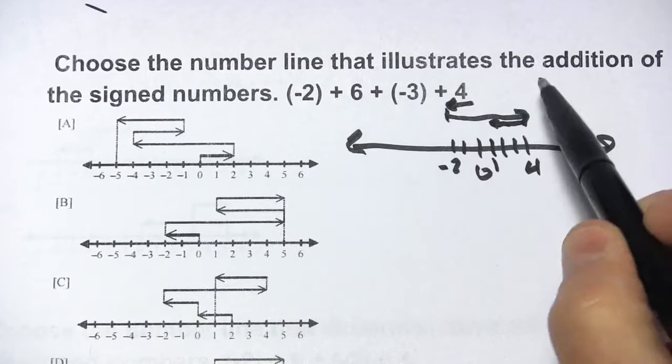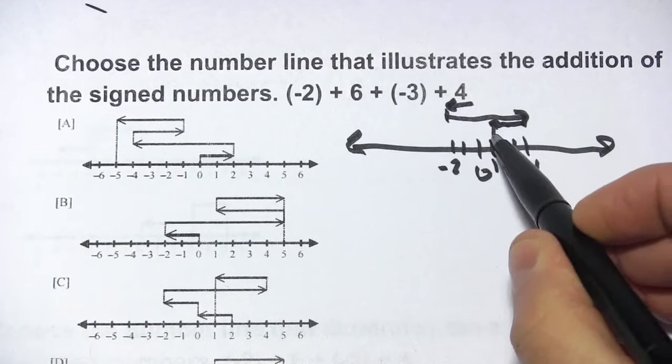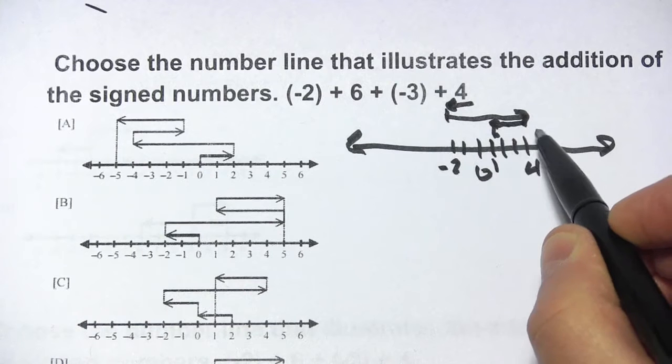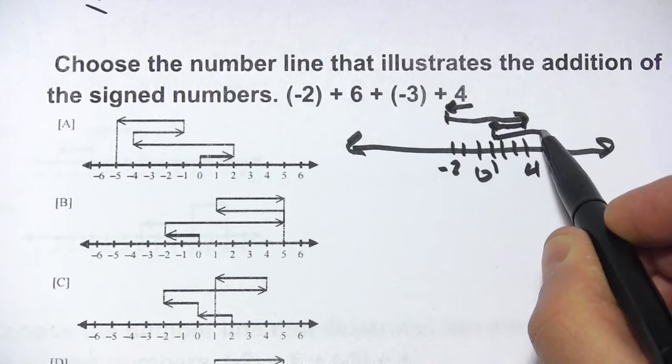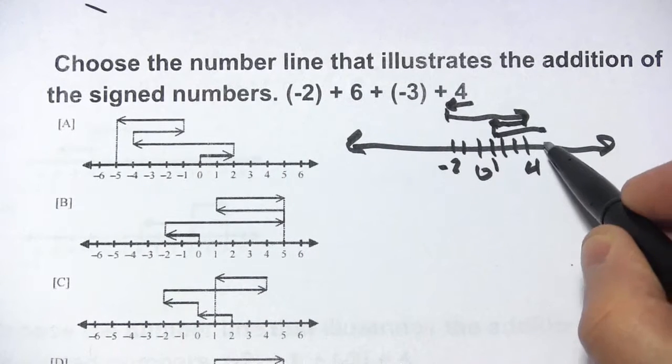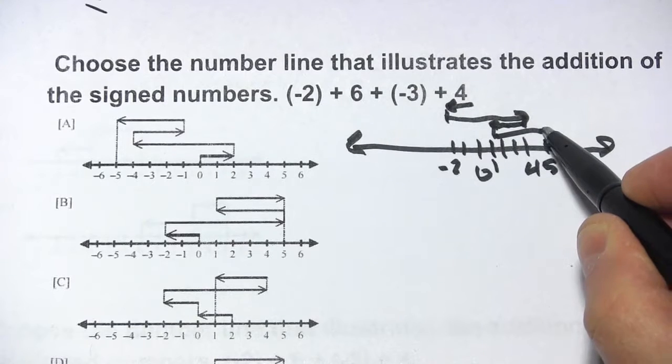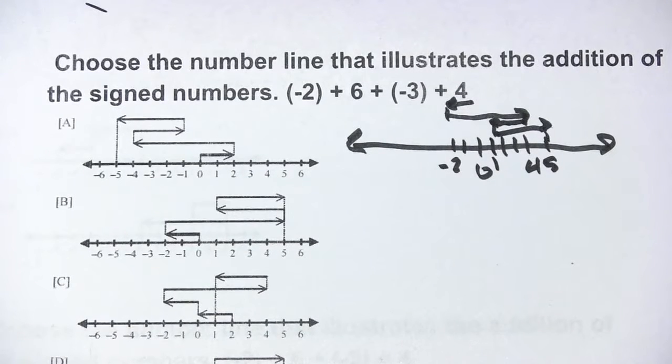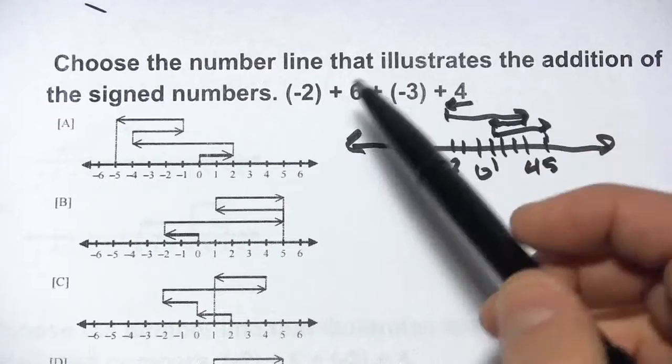And then finally, we're going to go up 4 more. So back in this direction, 1, 2, 3, 4. So that should put us at 5 to finish. So that was a lot of back and forth. Let's see if we can find this.